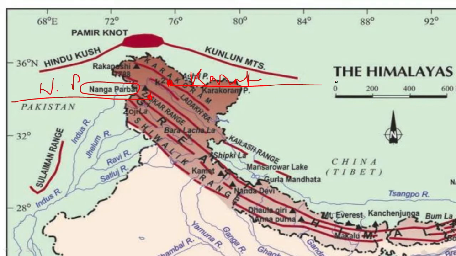Clear? Now as we descend from Karakoram and we keep on moving, we come down to one of the important peaks of the Greater Himalayas, that is Mount Everest. Further east, if we keep on moving, we will find Kanchenjunga, particularly across Sikkim in India. So this is how you are going to find out and label your map.